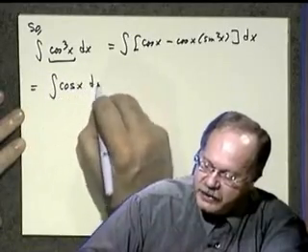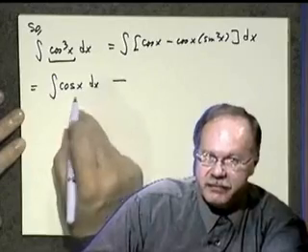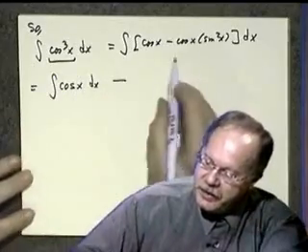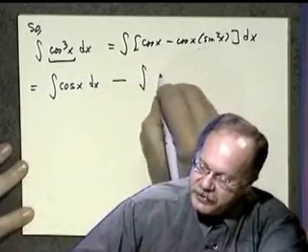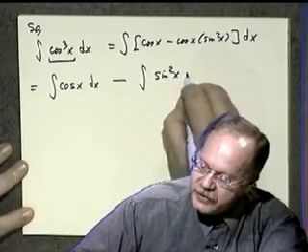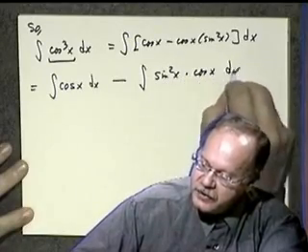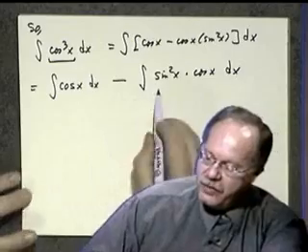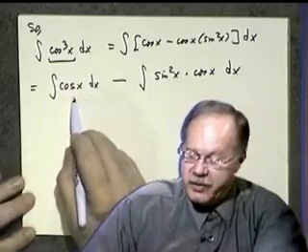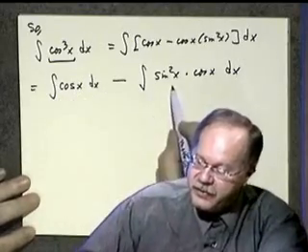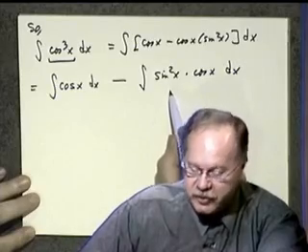The integral of cosine x dx is sine x. Well, that's easy. That's a simple elementary integral. And this one is the integral, I'll put the sine squared up front, sine squared times cosine x dx. All right. This one, as I say, is straightforward. We can do this in one step. This one, however, will require substitution.